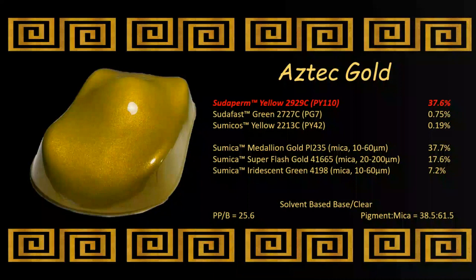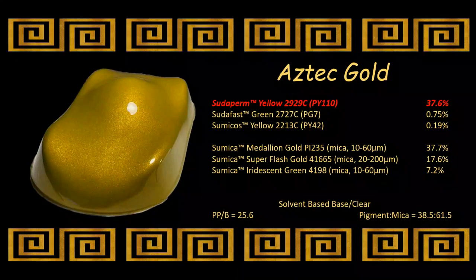That transparent grade provides a nice, rich formulation base when you're trying to achieve a gold formulation. So in this Aztec Gold Color of the Month that we prepared, we use the 2929C transparent yellow 110 as the base, primarily to offset and give a nice, deep, rich color and sparkle for the gold and gold micas that we placed into this formulation.